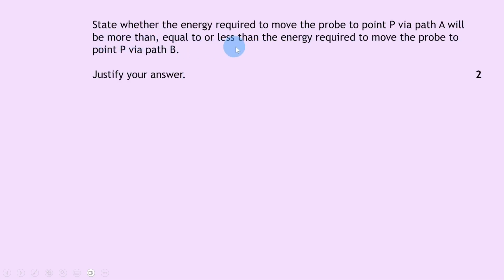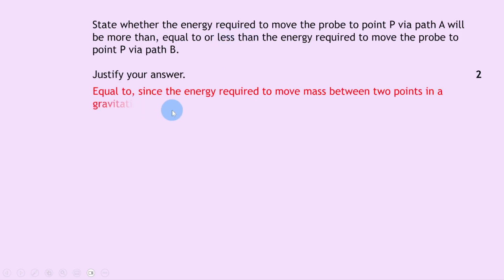It then says state whether the energy required to move the probe to point P via path A will be more than, equal to or less than the energy required to move the probe to point P via path B. Justify your answer, and you'll see there's two marks available here. Well, we could say the energy required is equal to, since the energy required to move mass between 2 points in a gravitational field is independent of the path taken.